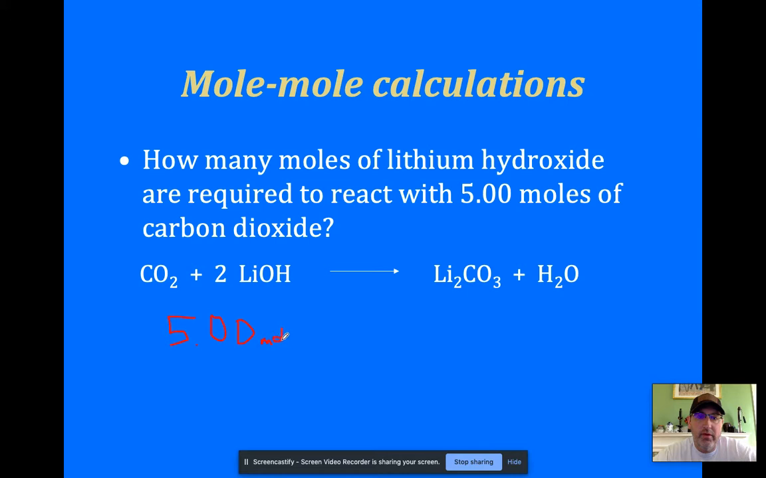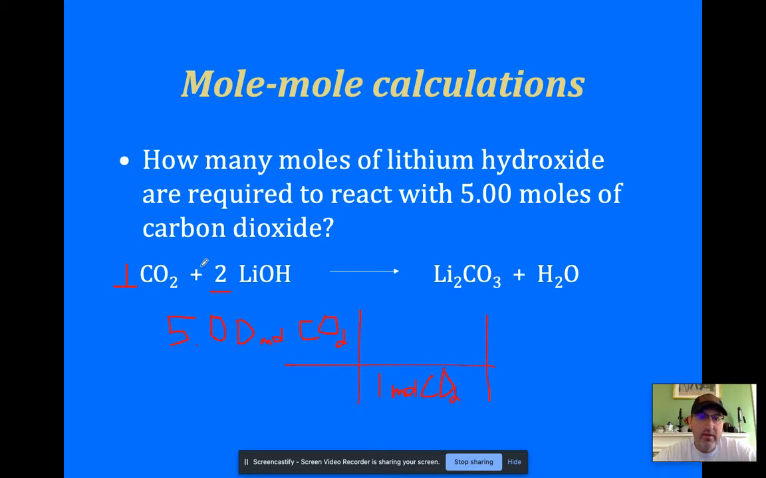Moles of CO2. Now here's where our balanced equation is. For every 1 mole of this, and that's a 1, you don't have to write that in there, but for every 1 mole, that goes on the bottom because we want it to cancel, of CO2.